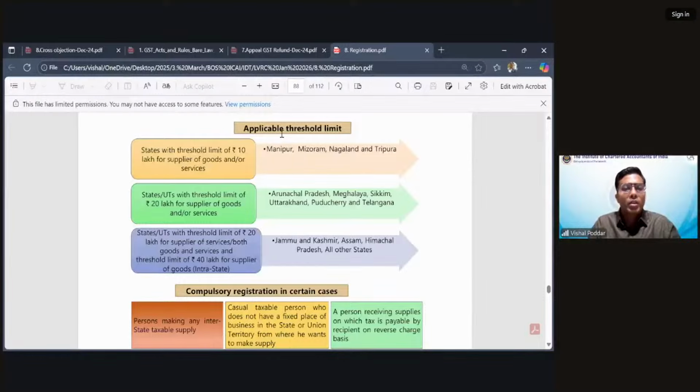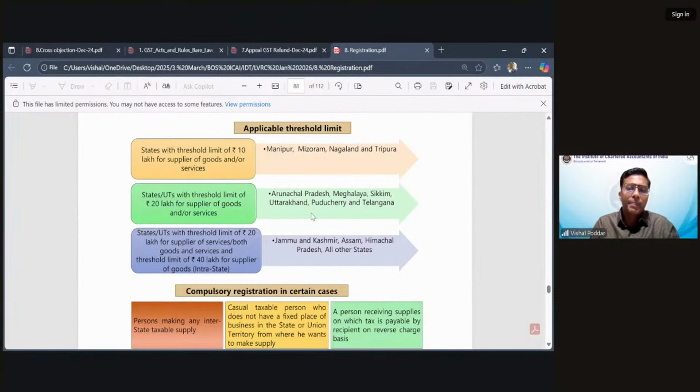Now, what are the thresholds? The thresholds are for those states which are under special category and those who have accepted the lower limit. For them, the limit is 10 lakhs. These states presently are Manipur, Mizoram, Nagaland, Tripura, though there are other states also like Meghalaya, Sikkim, Uttarakhand who are special category, but they have now opted for the general limit, that is the higher limit of 20 lakhs.